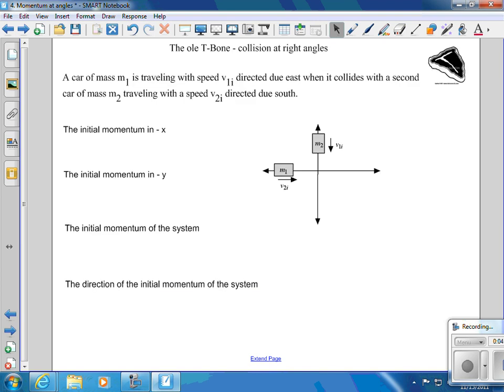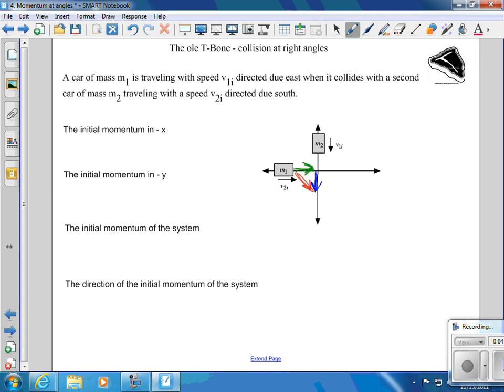Okay, the old T-bone collision. This is an interesting one. The initial momentum of 1 is all in the x. The initial momentum of 2 is all in the y. The green arrow cannot cancel the blue arrow because the x and y vectors are independent of one another. However, if you add them together, you get this arrow.